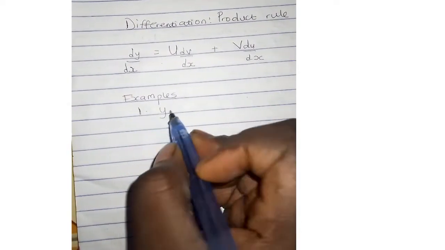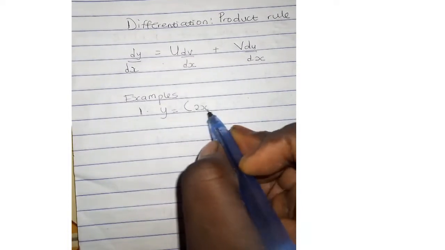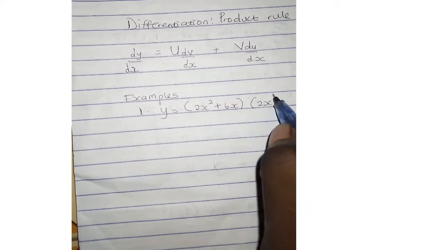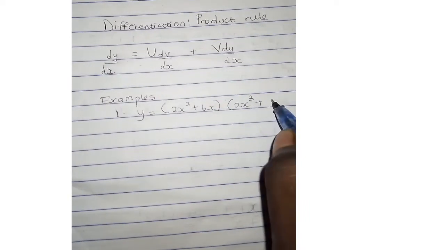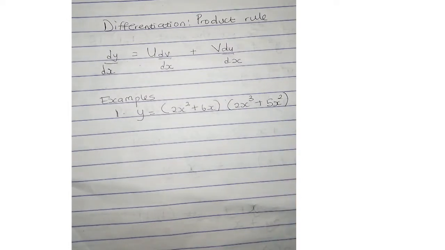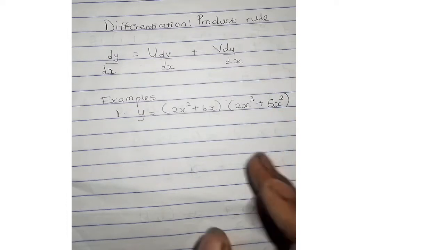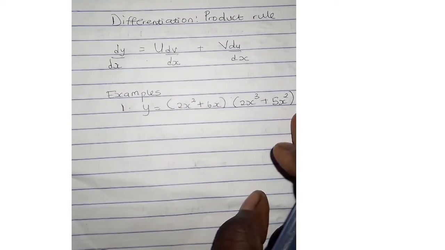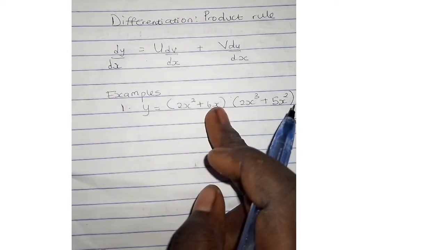I'm given a function y is equal to (2x squared plus 6x)(2x cubed plus 5x squared). Now, how do we know the function requires a product rule? It involves multiplication. The product simply means multiplication. So this simply means we are multiplying this with this. So what we're going to do, we are going to say one of these is going to be u and the other will be v.